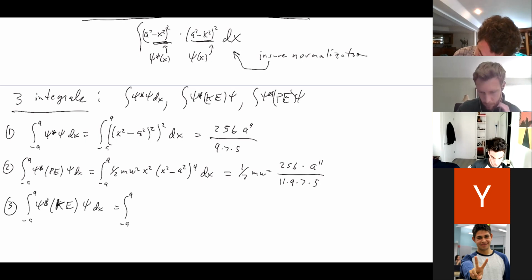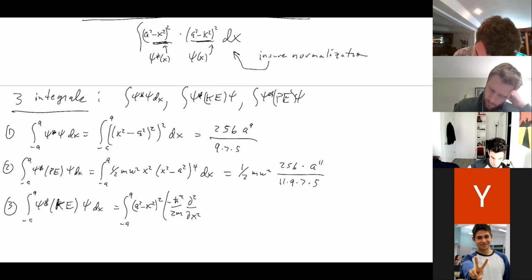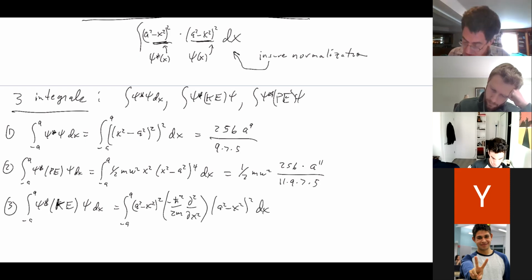It's going to be the integral of a squared minus x squared times negative h bar squared over 2m, second derivative, acting on a squared minus x squared dx. All right, well, this one is a little harder. It's a lot more tedious work that you guys have to do. It's tedious, but it's not hard.